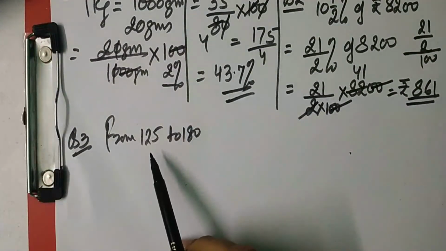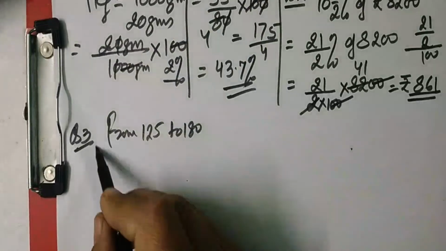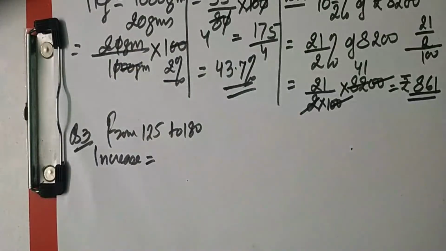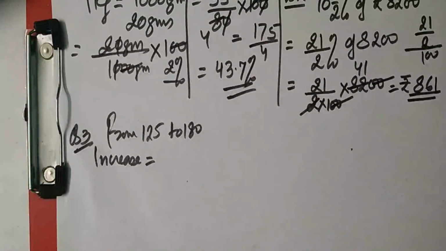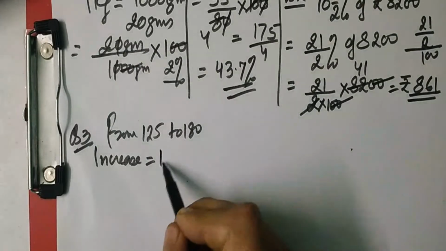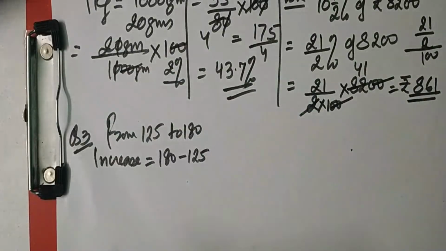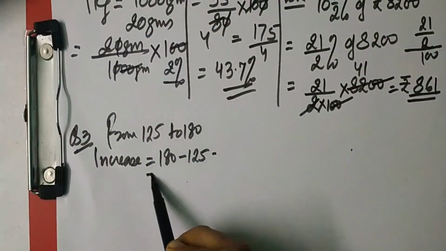So what is the increase? First we will find what is the increase. How will you find the increase? You can type below what it will be. The increase will be 180 minus 125. So the increase is how much?